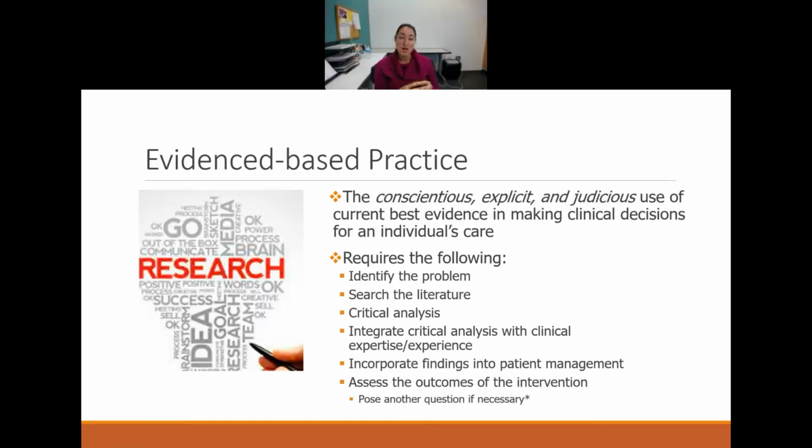So in order to use evidence-based practice, we have to identify the problem. We have to look through the literature, analyze the literature, and then integrate that analysis within our clinical expertise and experience, and then incorporate our findings into patient management, assess the outcome of the intervention, and if necessary, pose another question. So for example, I have a patient with inflammation. I want to put ice on it. I look and see, does ice help inflammation? I see that there's studies saying it helps inflammation in the shoulder and knee, but I can't find any evidence, I'm making this part up, for it helping inflammation in the low back.